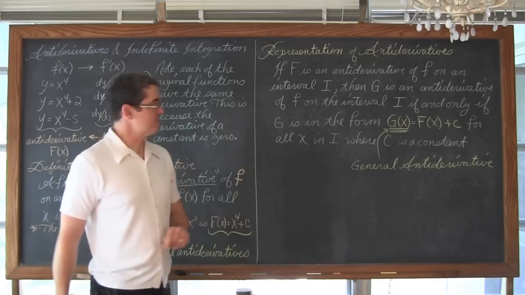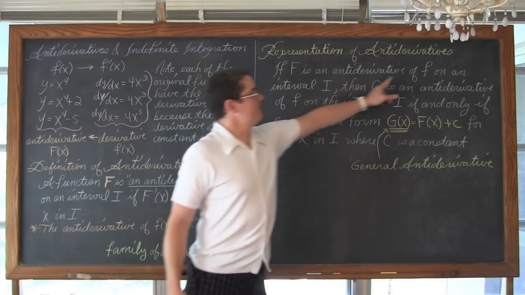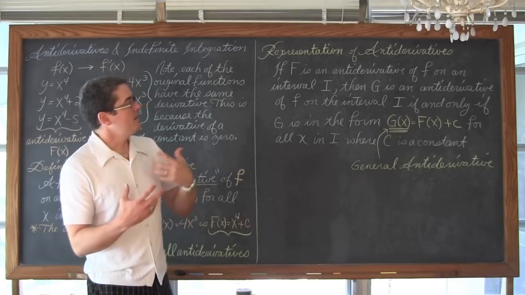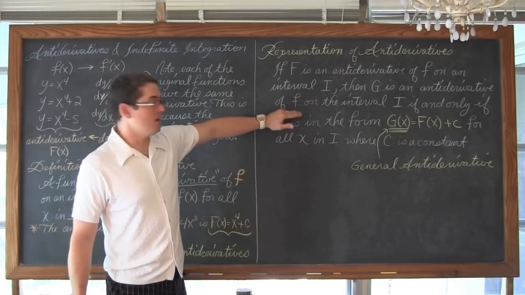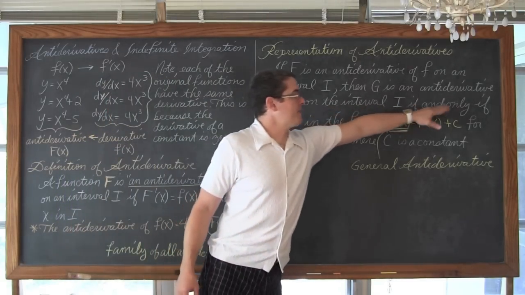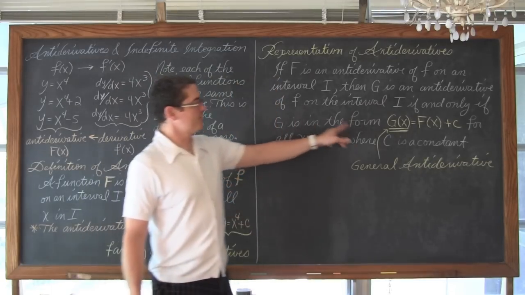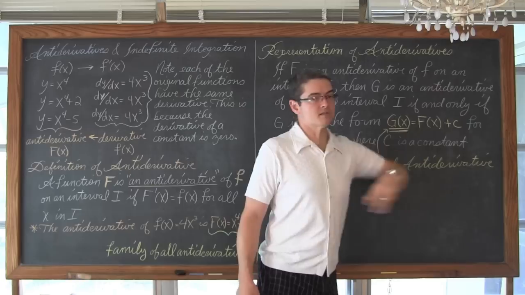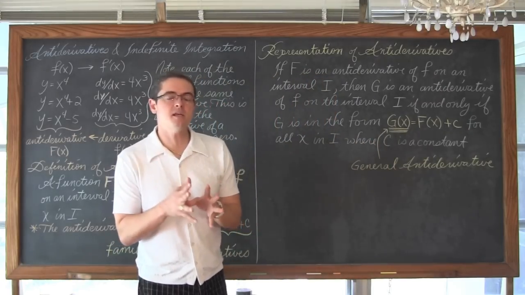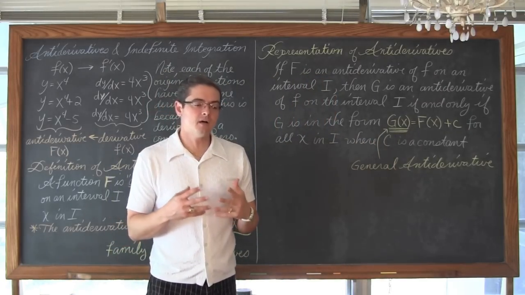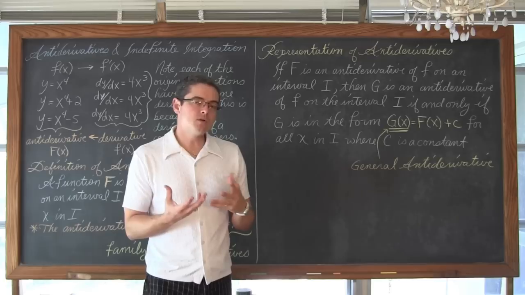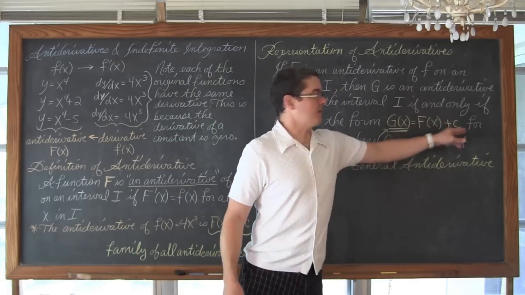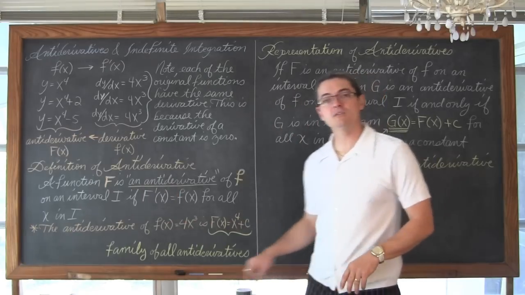Representation of antiderivatives. If capital F is an antiderivative of lowercase f on an interval I, then capital G is an antiderivative of f as well on the interval I, if and only if G is in the form of G of x is equal to F of x plus c. So we're saying that we need to add that plus c at the end of our answer to represent the general antiderivative, or to represent the family of all antiderivatives.